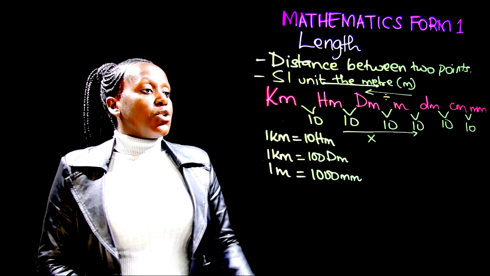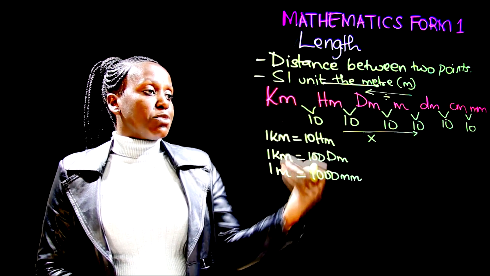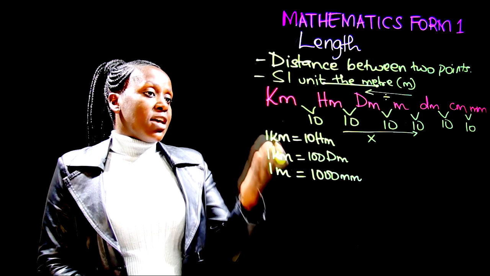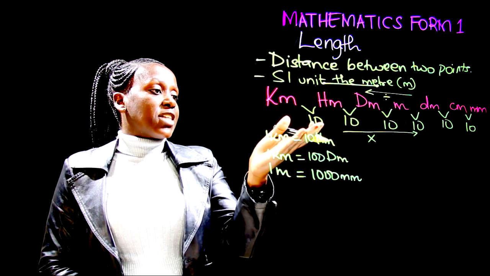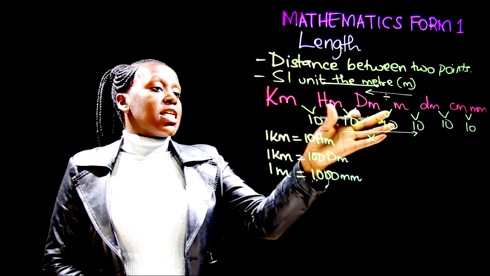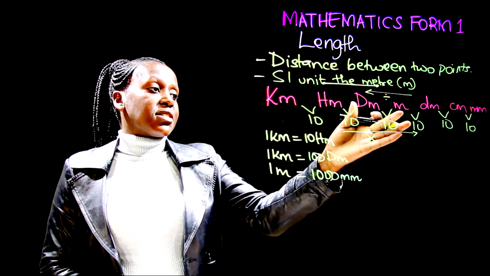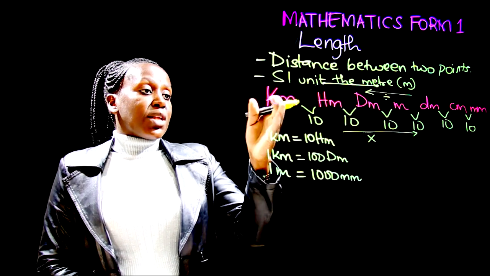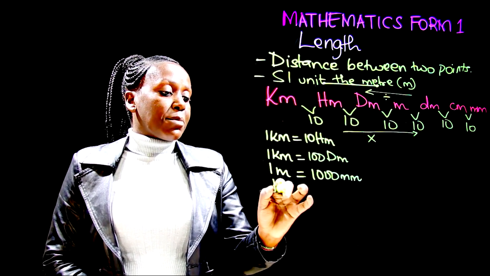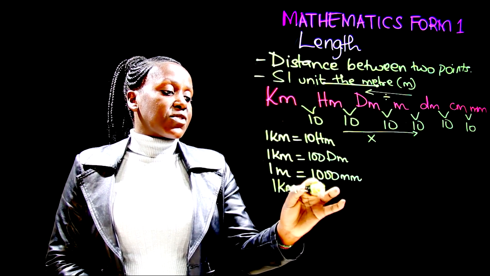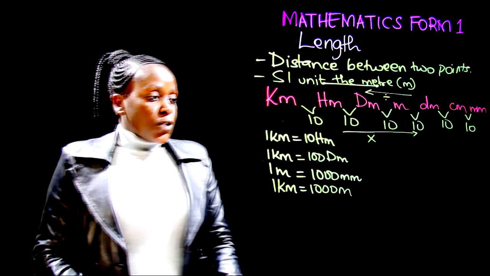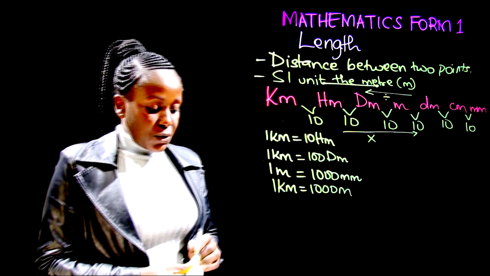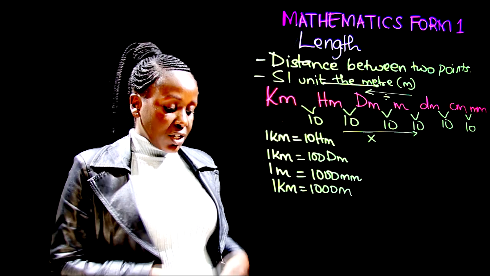Like we have said, you can choose the relationship between any two units from this. If it's kilometers and meters, you just check. We have 10 times 10 times 10 in between kilometers and meters. That makes 1,000. So the bigger unit, which is 1 kilometer, will be equivalent to 1,000 meters, and so on. So at this point, I want us to do a few conversions.